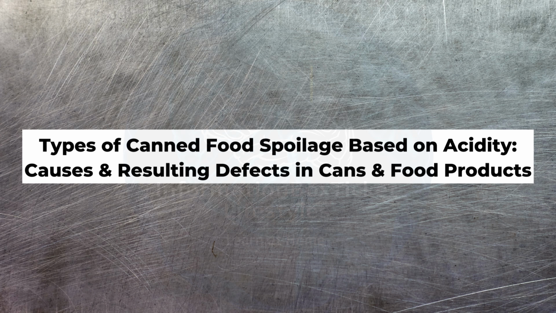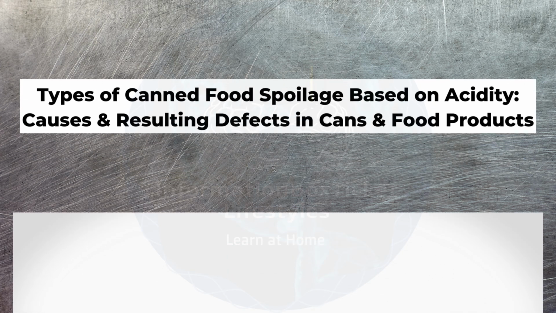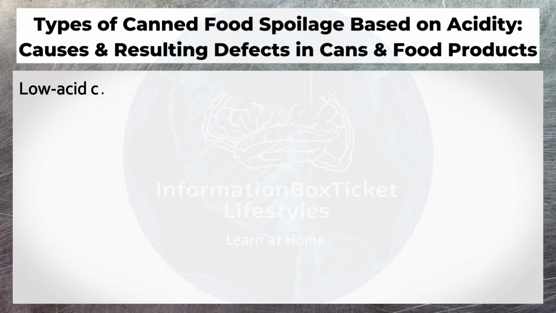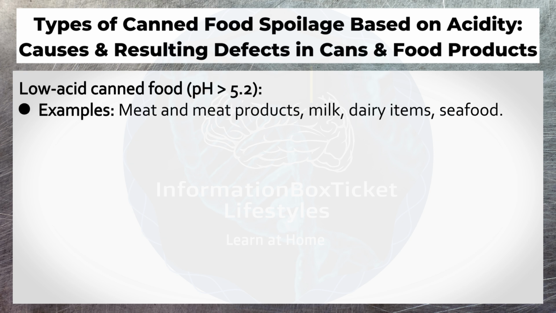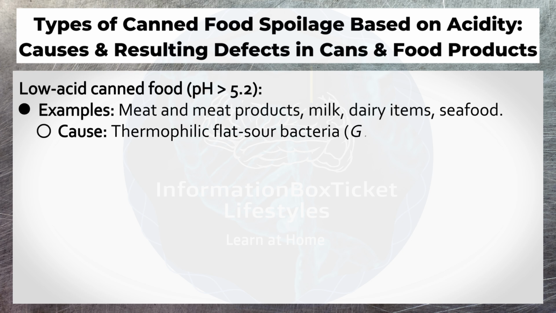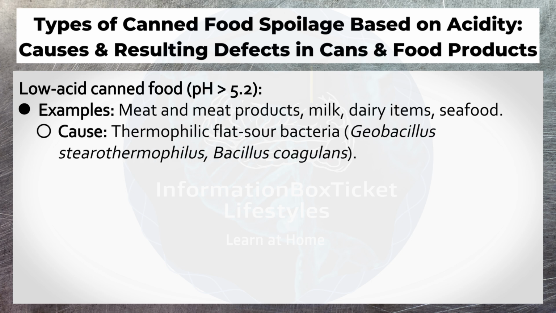Types of canned food spoilage based on acidity, causes and resulting defects in cans and food products. Low-acid canned food, pH greater than 5.2. Examples: meat and meat products, milk, dairy items, seafood. Cause: thermophilic flat sour bacteria, Geobacillus stearothermophilus, Bacillus coagulans.